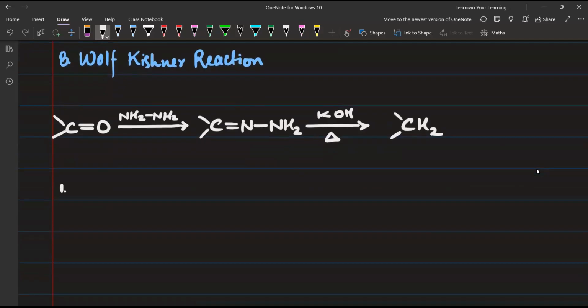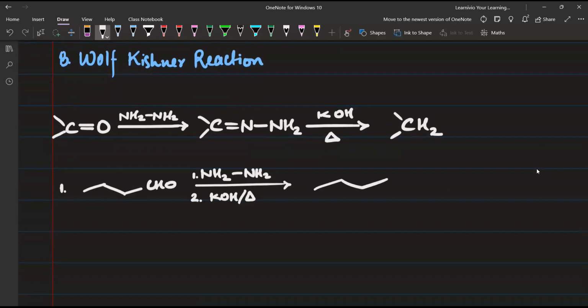For example, if I have something like this, 1 2 3 4 carbon atoms with CHO, and in the first step I have NH2NH2, and in the second step I have KOH in the presence of heat. Count the number of carbon atoms, 1 2 3 4, make a four carbon chain.